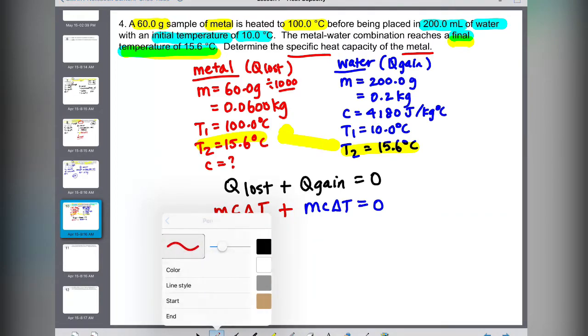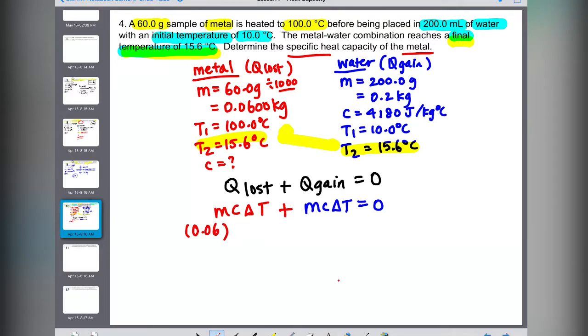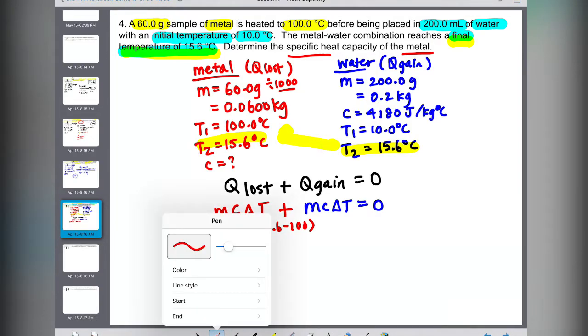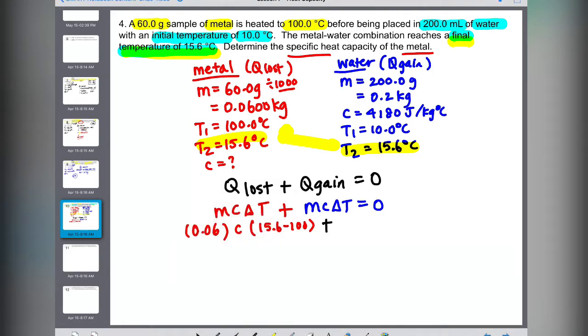Now I'm going to plug in my values. M. So for the list that's on the left-hand side, mc is what I'm looking for. So that's my unknown. Delta T is 15.6 minus 100. So T2 minus T1, so 15.6 is your final. And adding, now doing the blue part, which is the water part, M is 0.2, C is 4180, delta T is T2, 15.6, minus T1, which is 10, all equal to 0.